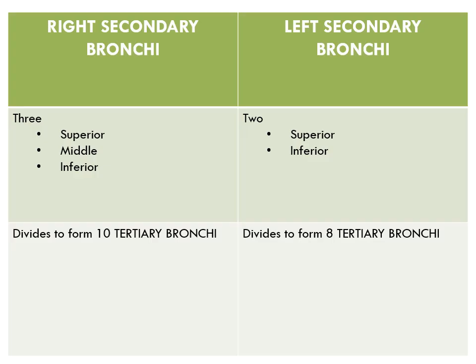Let's recap the differences between the right secondary bronchi and the left secondary bronchi. What you need to remember is the fact that the right secondary bronchi are three in number, superior, middle, and inferior, and then the left secondary bronchi are two in number, superior and inferior. Both of them would eventually divide to form tertiary bronchi. On the right side, we have a total of 10 tertiary bronchi coming from the three secondary bronchi. And then on the left side, we have a total of 8 tertiary bronchi coming from the two secondary bronchi.